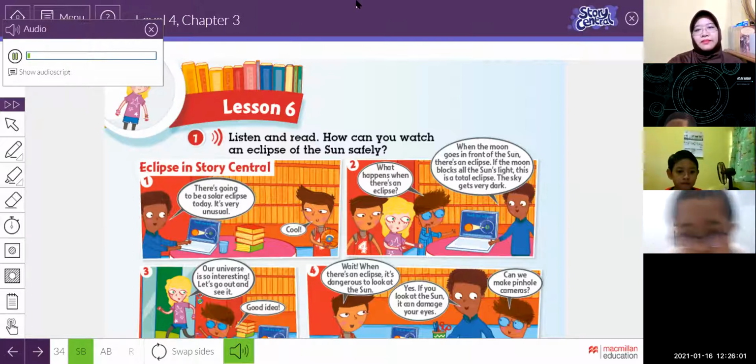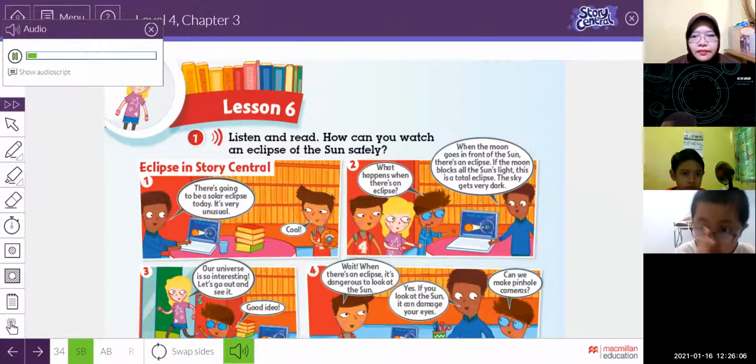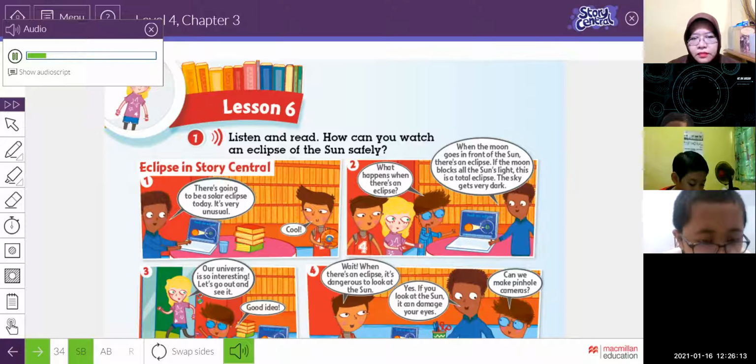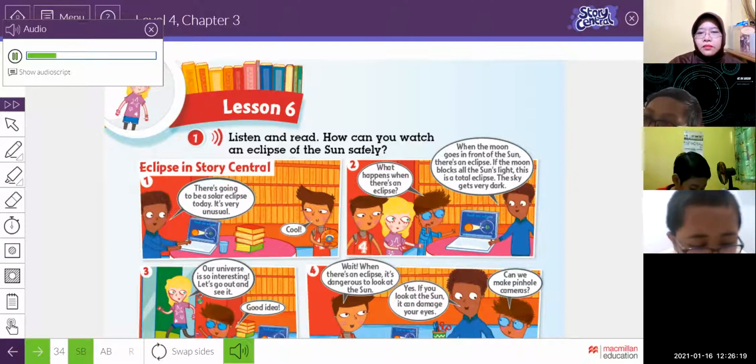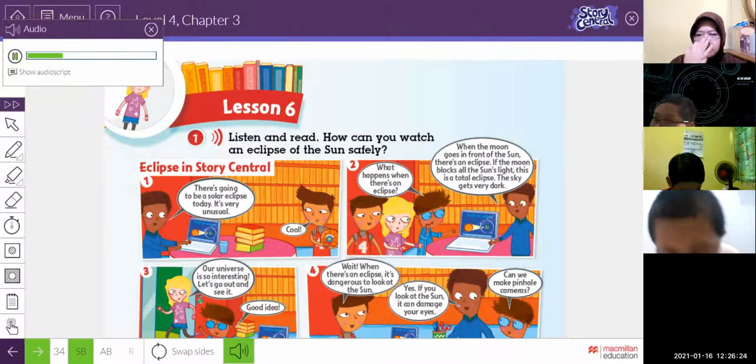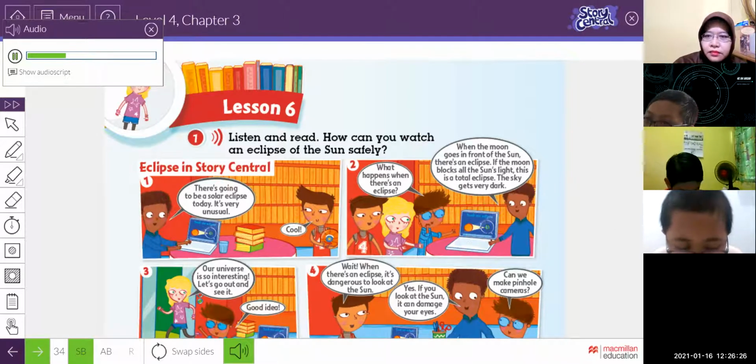Chapter 3, Lesson 6, Activity 1. Eclipse in Story Central. There's going to be a solar eclipse today. It's very unusual. Cool! What happens when there's an eclipse? When the moon goes in front of the sun, there's an eclipse. If the moon blocks all the sun's light, this is a total eclipse. The sky gets very dark.